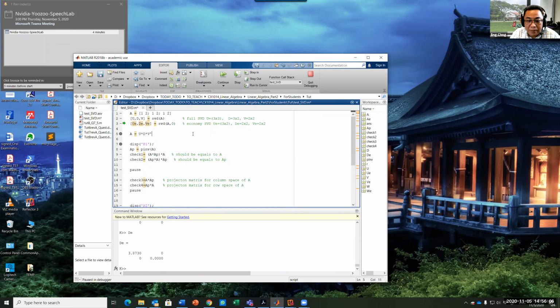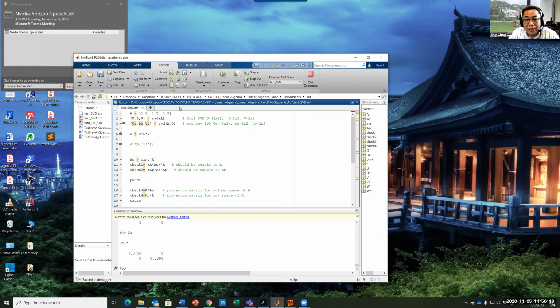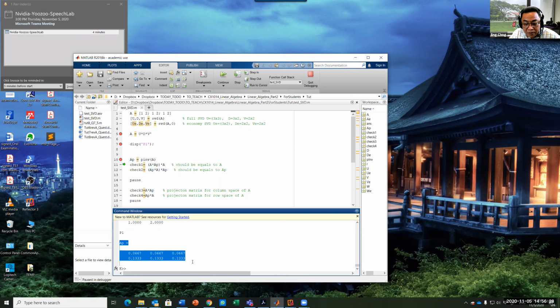So I am now here. Okay, let's cancel this first. db quit. Now let us run and continue, and then I'm going to run this line called AP, which is a short form for A pseudo inverse, and this is the pseudo inverse. So the pseudo inverse of a 3 by 2 matrix is a 2 by 3 matrix.